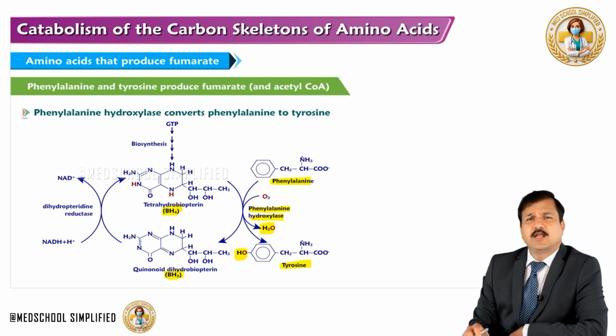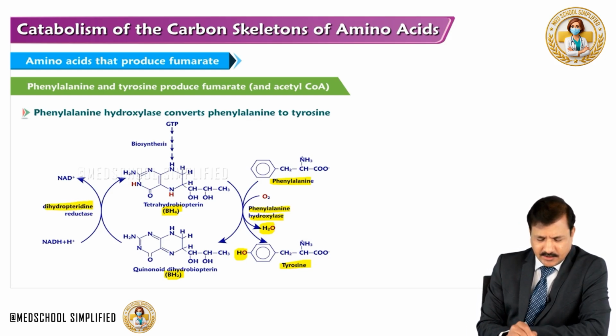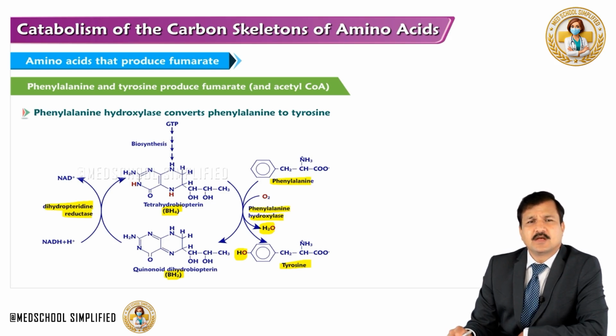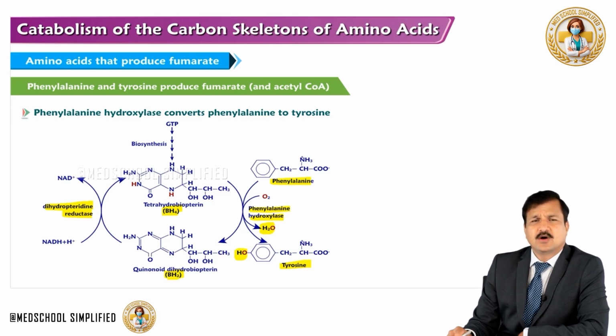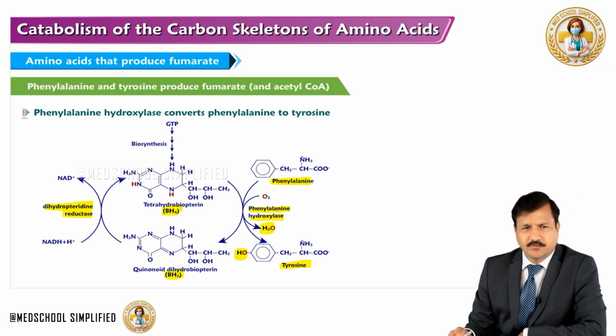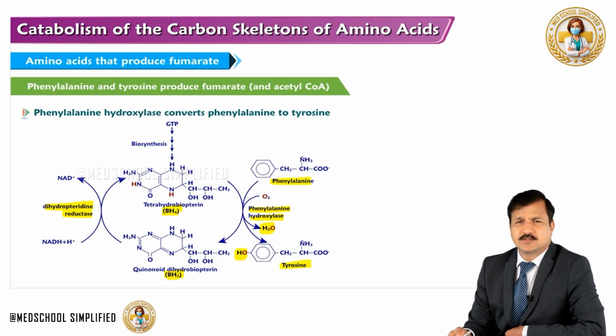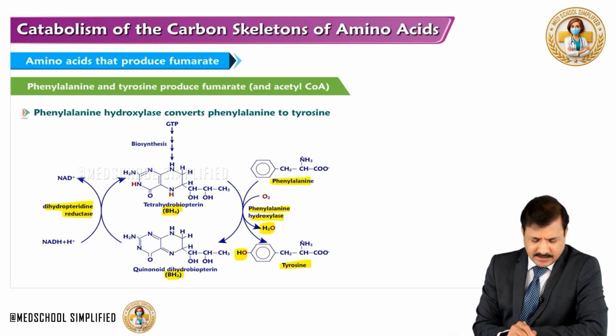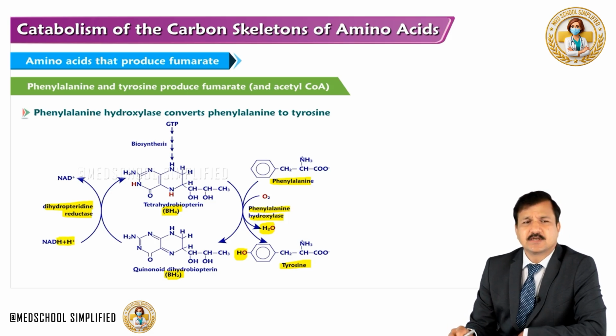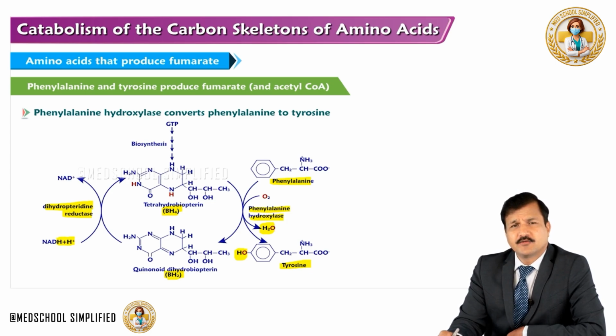The BH2 has to be converted back into BH4. That is done by the dihydropteridine reductase enzyme, which reduces BH2 into BH4. For that, we need a reducing molecule, and that reducing molecule is NADH plus H plus, which will be oxidized into NAD plus. So this is how sufficient BH4 is maintained in the cell so that phenylalanine hydroxylase can continue to convert phenylalanine into tyrosine.